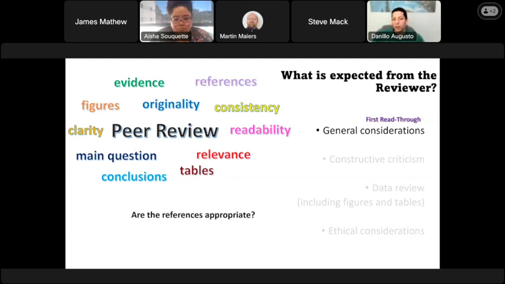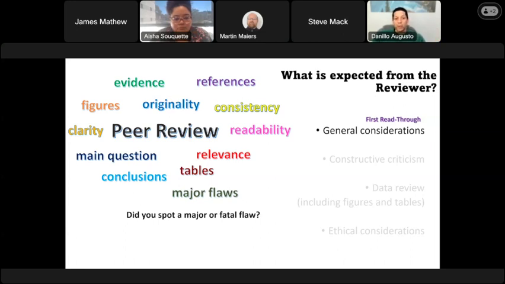And how about the references? Are they covering the current research? Are they really appropriate for the paper? Is there something missing? Are they really citing the papers that are the original source of the information? And did you spot a major or fatal flaw? All those questions are those that we expect the reviewer to be able to write some comments about in the general considerations when they are having the first read through of the manuscript.